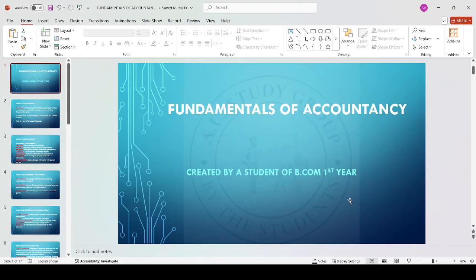Today we are embarking on a journey to understand the very foundation of the business world, which is accountancy. This easy to understand material has been thoroughly created by a student just like many of you, a BCom first year student. This also shows that grasping these fundamental concepts is absolutely achievable, and we are going to break it all down together. Okay, so are you ready to unlock the secrets of business finance? Let's get started.